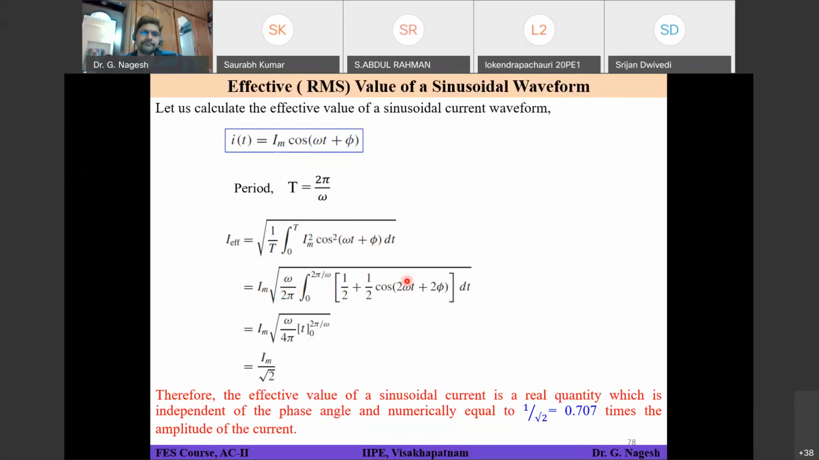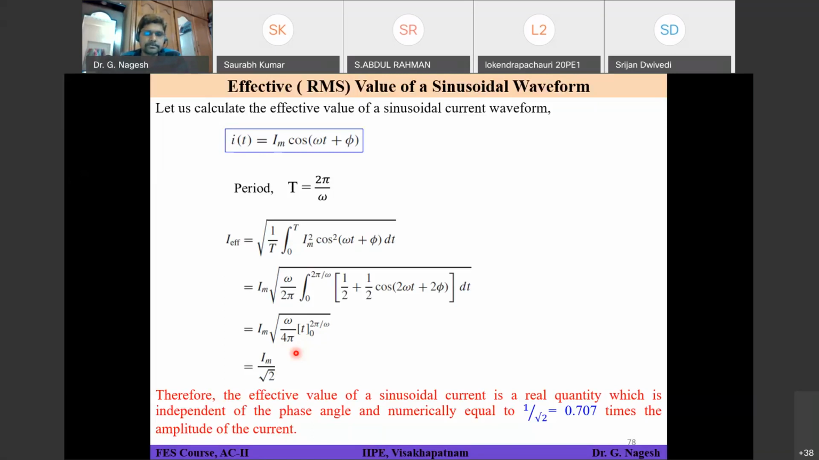Clear? So 1 plus cos of 2 omega t plus 2 phi, divided by 2. Now if you integrate and substitute your limits, this second term will become 0, and you will get this T as 2 pi by omega. So you will get Im by root 2. So I effective is I maximum by root 2 for a sinusoidal current. Is it clear to everyone?